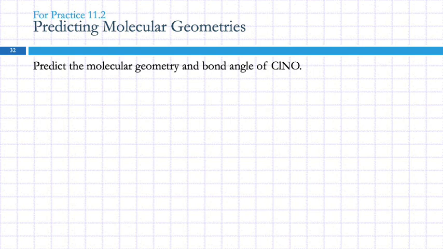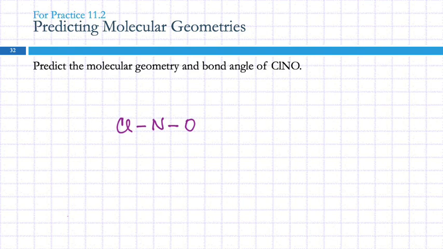So let's practice. Predict the molecular geometry and bond angle of ClNO. Well, first thing, Lewis structure. Chlorine, nitrogen, oxygen. Without any additional information, I'm just going to go with the same order that was given there. That puts some more electronegative elements on the outside. It turns out it actually doesn't matter at all for this one.